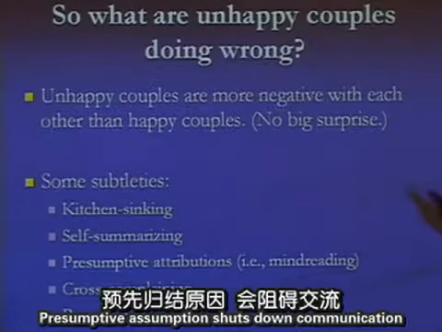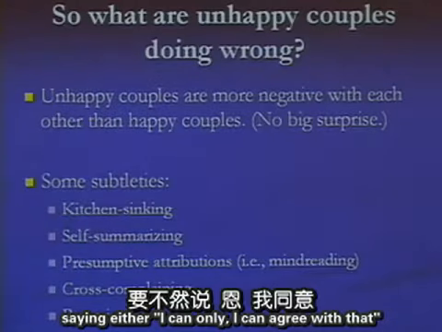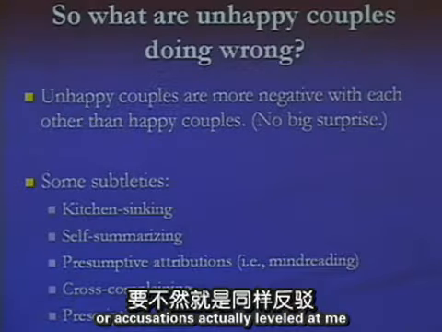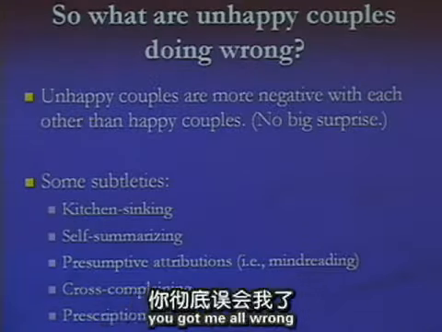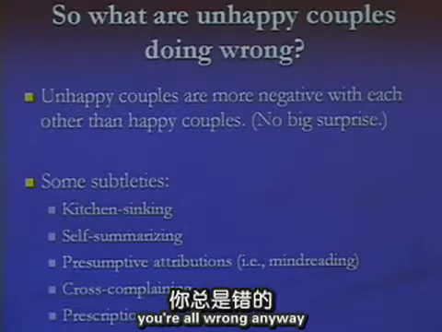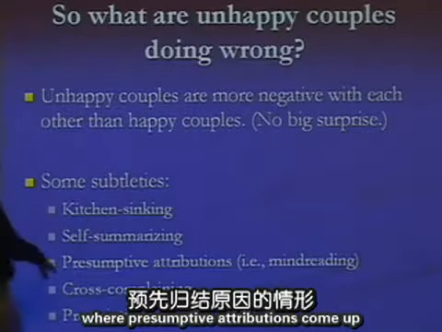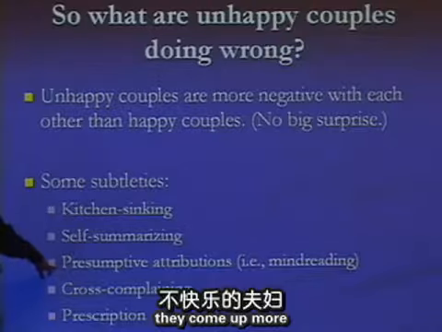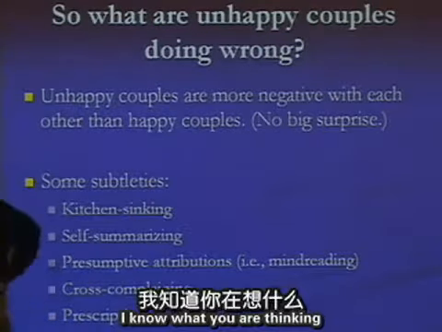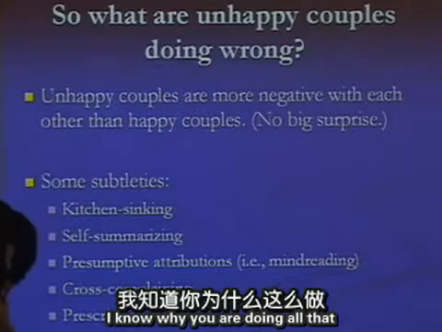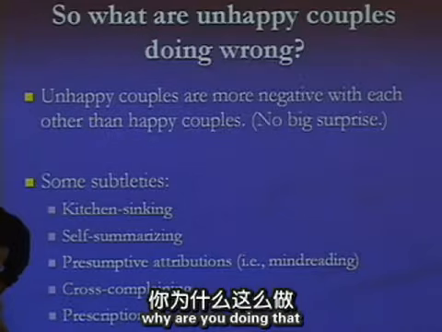Presumptive attribution shuts down the other person because the other person is only in position of saying, well, either I can agree with that accusation you essentially levied at me, or I can suddenly have to say, wait a minute, you got me all wrong, but you're not listening to me anyway. You can imagine, though, that presumptive attributions come up, and they come up more in unhappy couples than in happy couples. Unhappy couples are saying, I know what you're thinking. I know why you're doing all that. Happy couples say, what are you thinking? Why are you doing that?